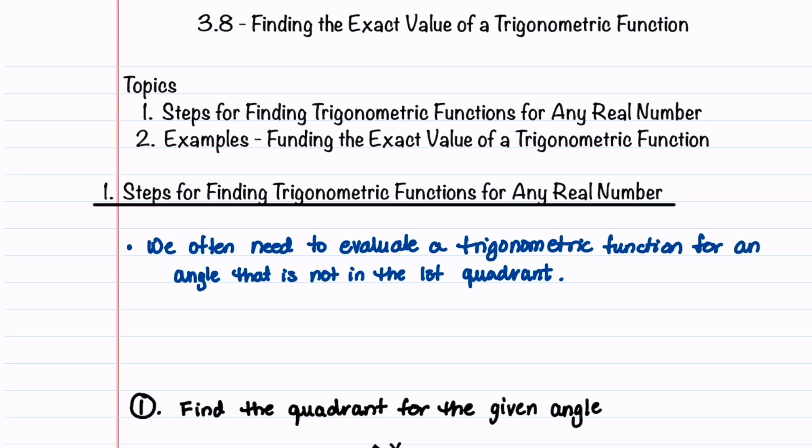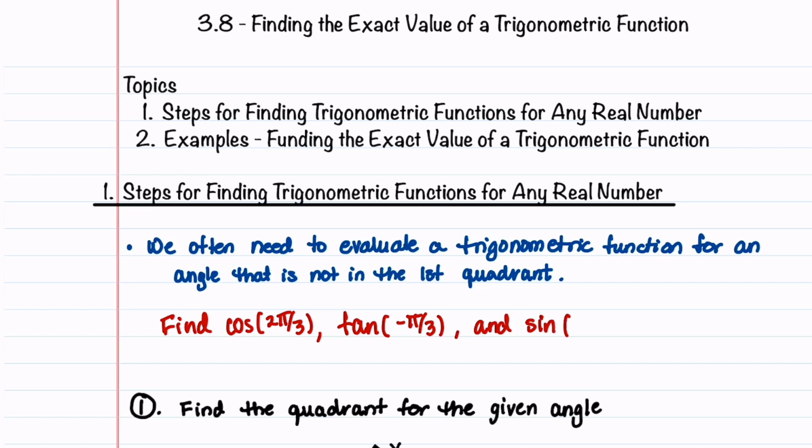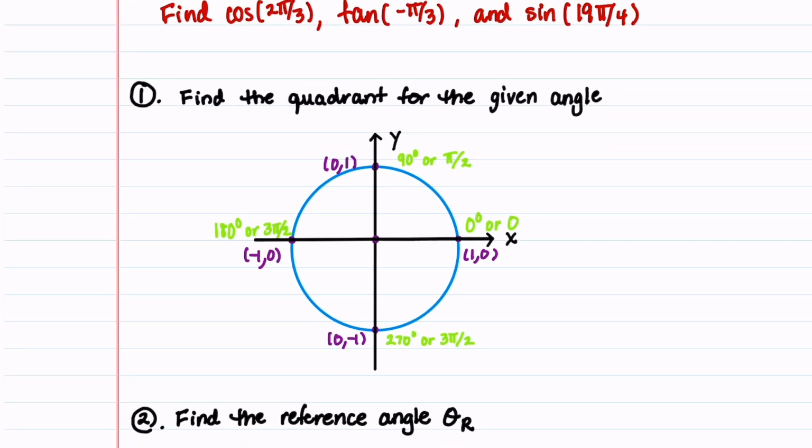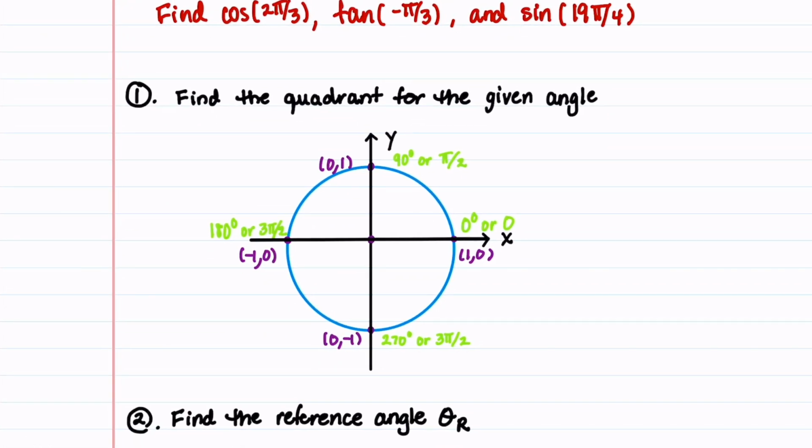The examples that we'll be working through are to find cosine of 2 pi over 3, tangent of minus pi over 3, and then sine of 19 pi over 4. We'll begin by going over 4 steps that will enable us to find the values for these types of functions.